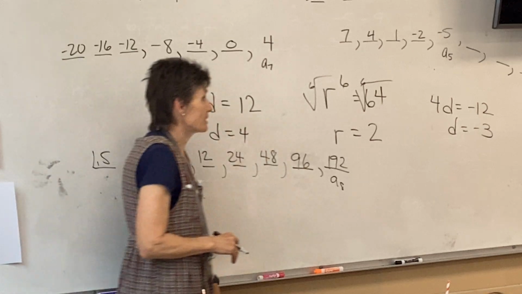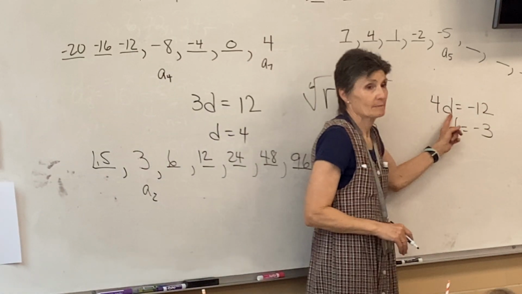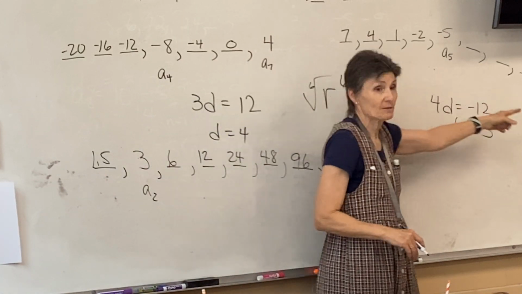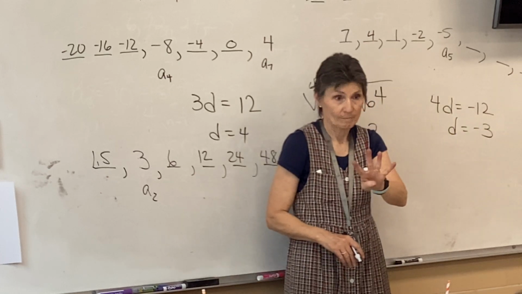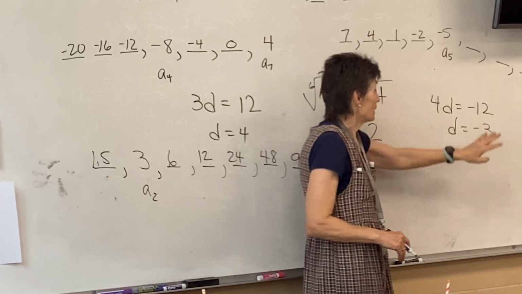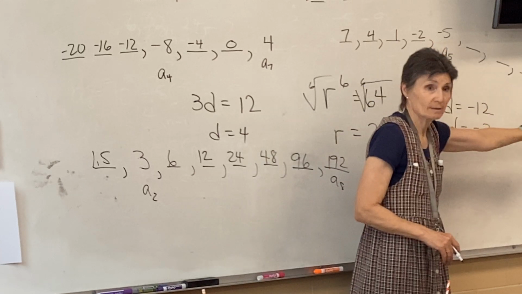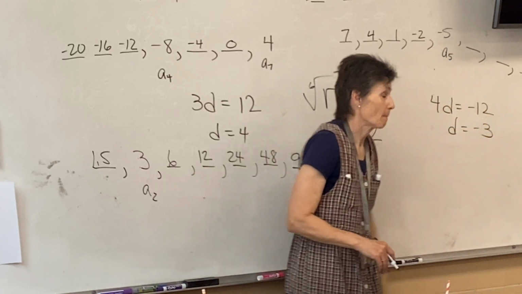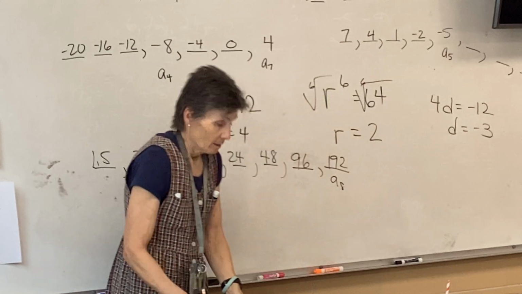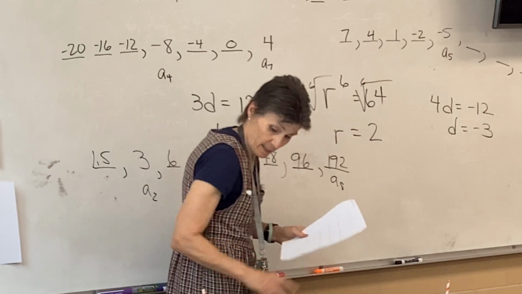Does everybody understand why I have 4 of these? I'm going from term 5 to term 9, that's 4 steps. Everybody get why it's -12? That's the total addition, -12. All right, one more, we're doing great.